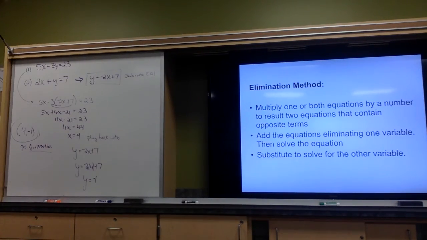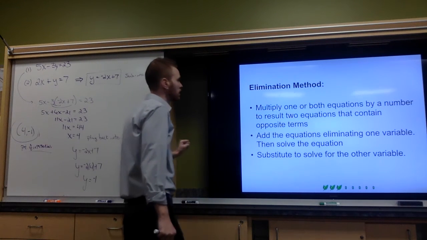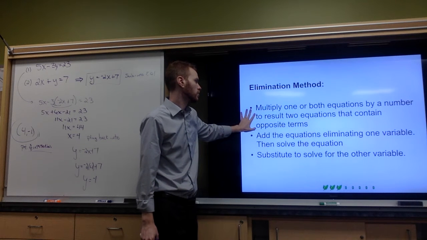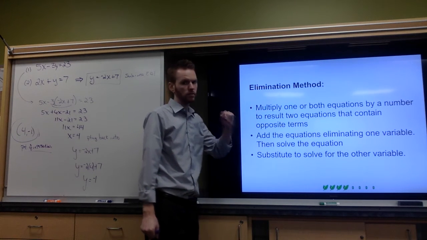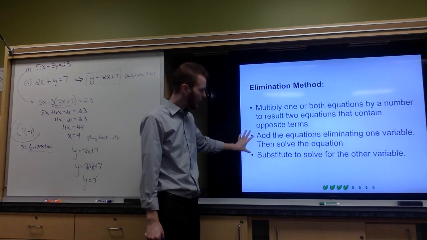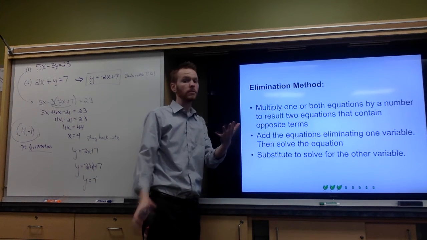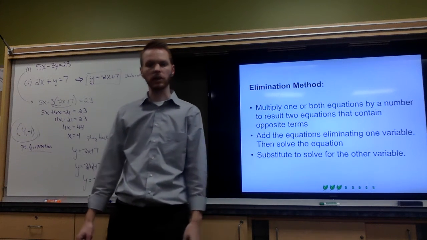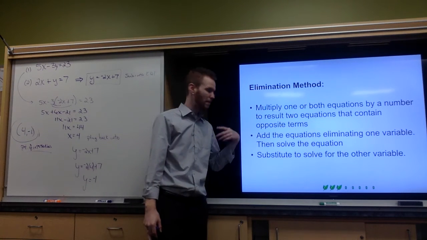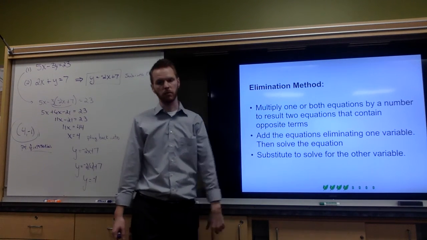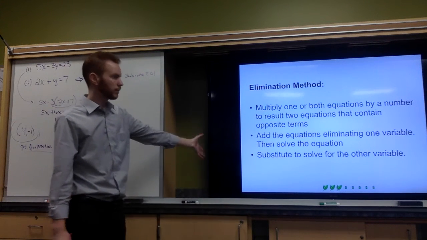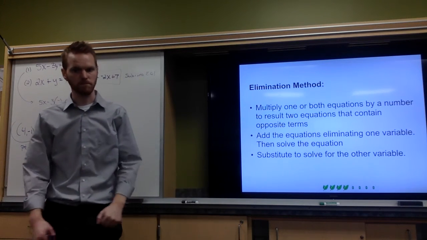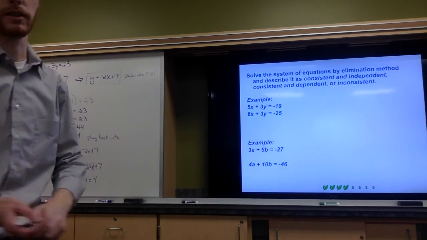Okay. All right, elimination method. So this will kind of wrap things up. We're going to multiply one or both of the equations by a number to result in two equations that have opposite terms. Then we're going to add the equations, eliminating one of the variables, either an x or a y, and then solve the equation. And then we're going to substitute, bringing that method back in, into the original equations and solve for what we have. Okay, so once again, if you like to write steps down, which I highly recommend you do, here it is for you. Okay, we're going to go ahead and try these two examples out.